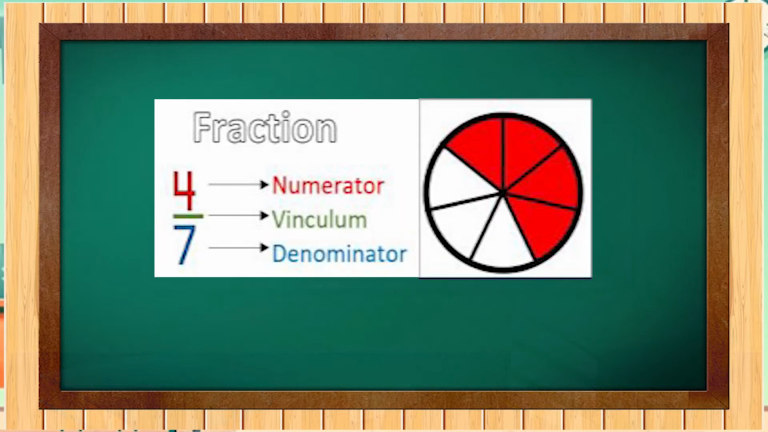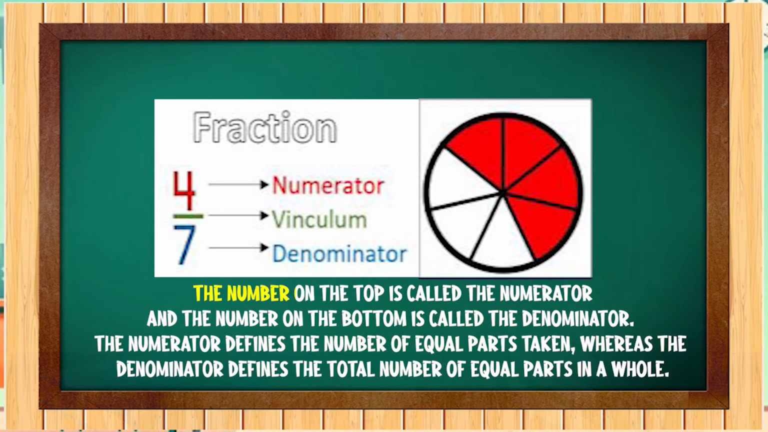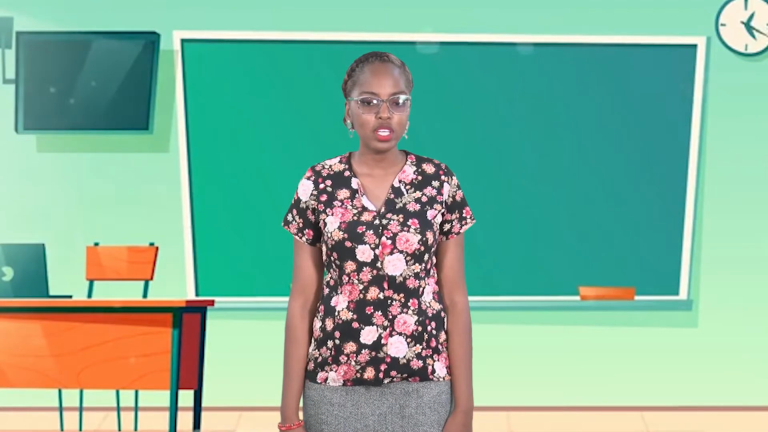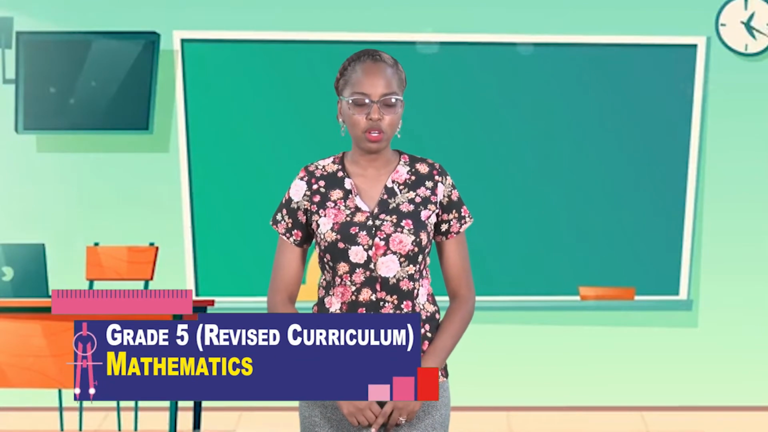Here we have another image that is used to represent the proportion of this fraction. It says here, the number on the top is called the numerator and the number on the bottom is called the denominator. The numerator defines the number of equal parts taken, whereas the denominator defines the total number of equal parts in the whole. So let me simplify this a little bit for you.